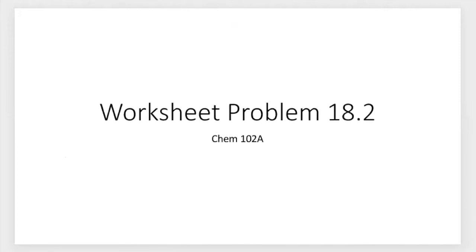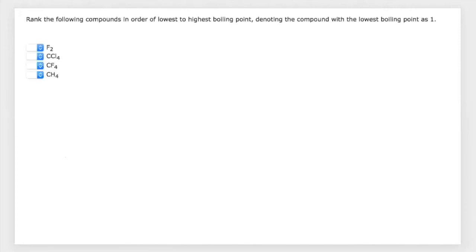Worksheet problem 18.2 asks us to rank the following compounds in order of lowest to highest boiling point, denoting the compound with the lowest boiling point as 1. So we're trying to rank boiling points here. Whenever a problem asks me about a certain phase change, I like to get myself oriented. So the boiling point is when we're going from the liquid phase to the gas phase.